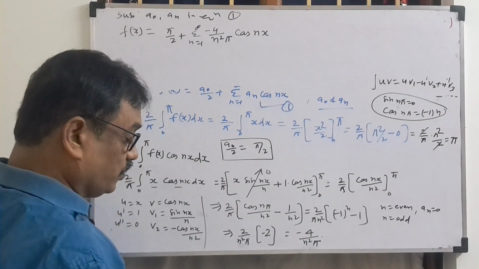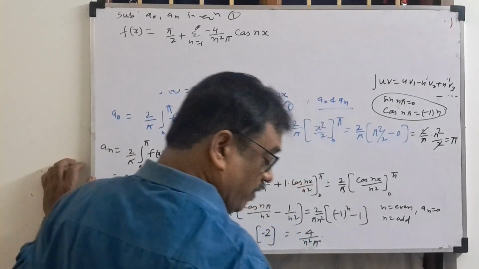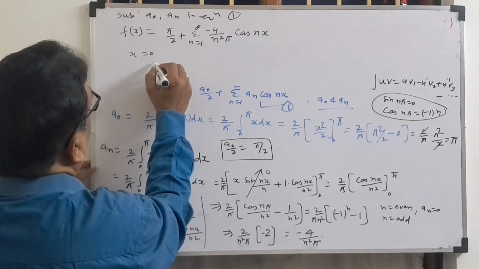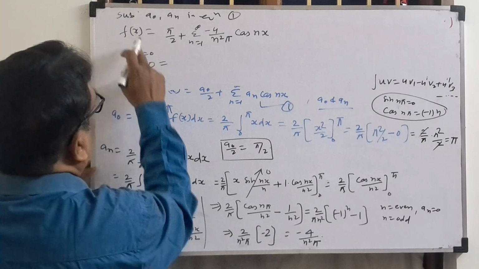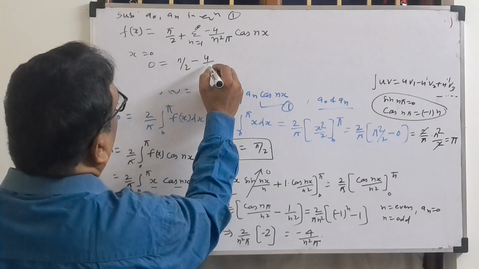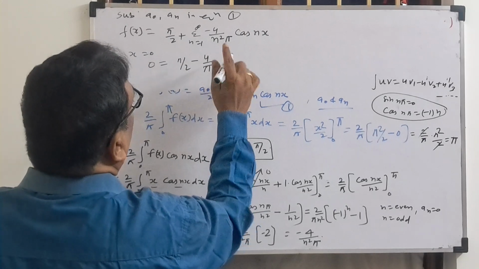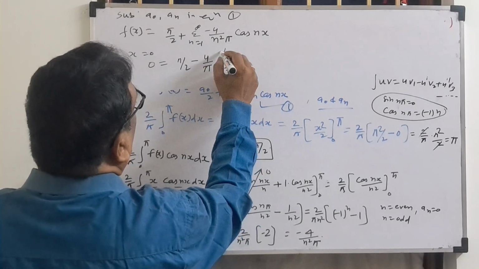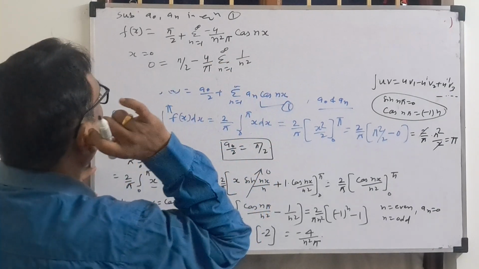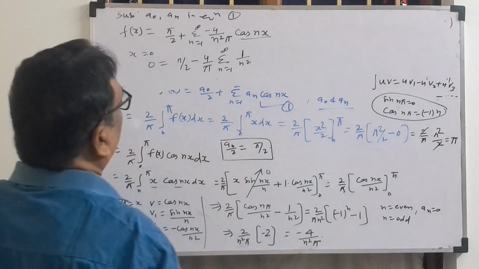Now they are asking to deduce that. They are asking what is 1 by 1 square, 1 by 2 square, and so on. So put x equal to 0 on both sides. So x equal to 0 now, here f(x) is x, so 0. Pi by 2 plus, or take minus 4 by pi, summation n is equal to 1 to infinity, 1 by n square cos nx. Cos nx at x equal to 0 will come 1.